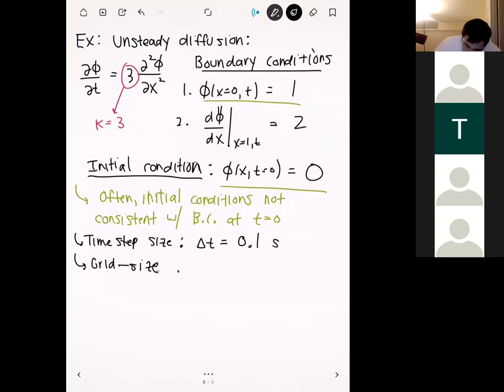And then we also need to specify our grid size. For this problem, let's assume that we have a grid of 5 points. And so delta x is going to be 0.25. If we want to put units on this, we'll call it meters.